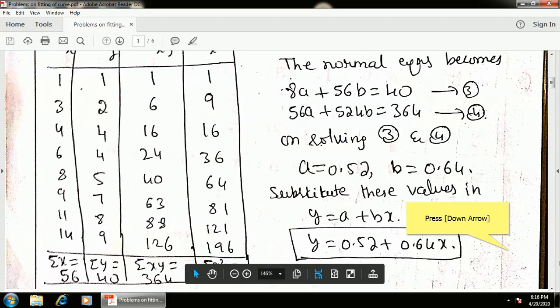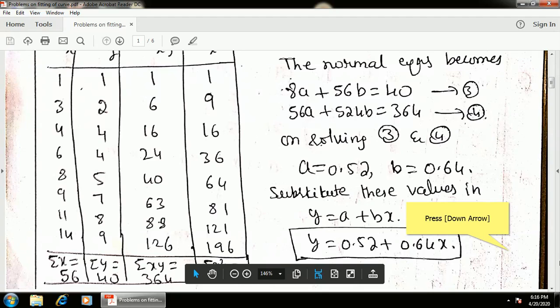Now, substitute these values into the normal equations. First normal equation is na plus b into sigma x is equal to sigma y. N is 8, so 8a plus b into sigma x. Sigma x is 56, so 56b is equal to sigma y. Sigma y is 40. Second normal equation is a into sigma x plus b into sigma x square. Sigma x is 56, so 56a plus b into sigma x square. Sigma x square is 524b. That is equal to summation of xy.